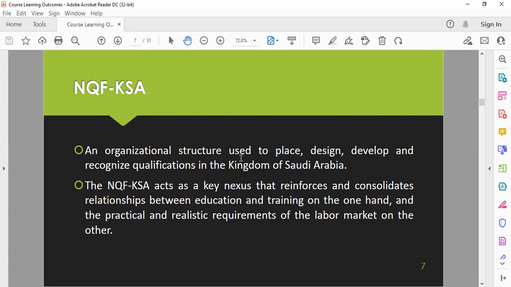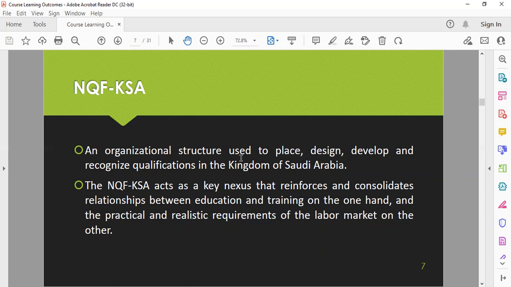So each one of us working on the course learning outcomes properly is, in the end, contributing to the recognition of our programs, because this is why we have an NQF, for this overall major purpose. The NQF in the Kingdom of Saudi Arabia acts as a key nexus. This is a very important point. A key nexus that reinforces and consolidates the relationship between education and training on the one hand, and the practical and realistic requirements of the labor market on the other hand.